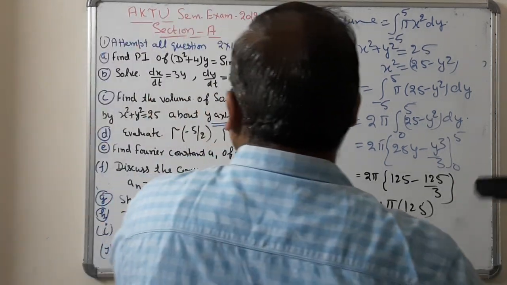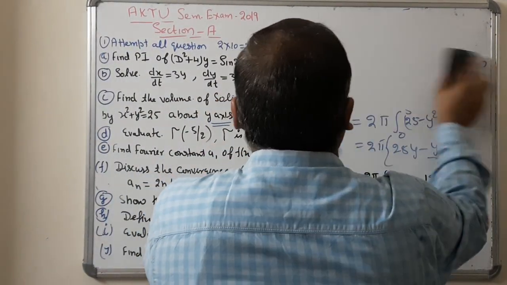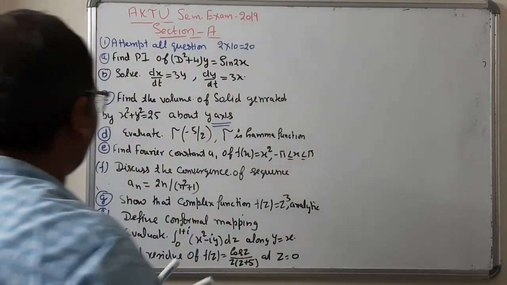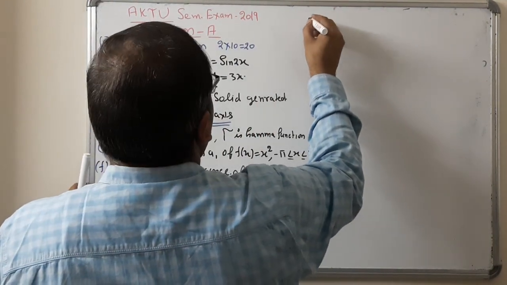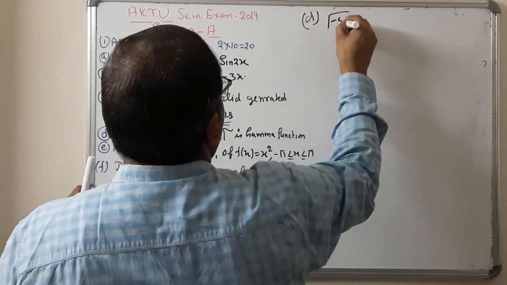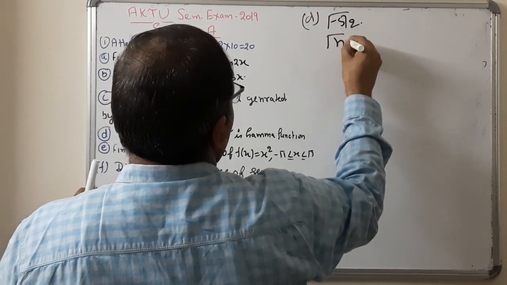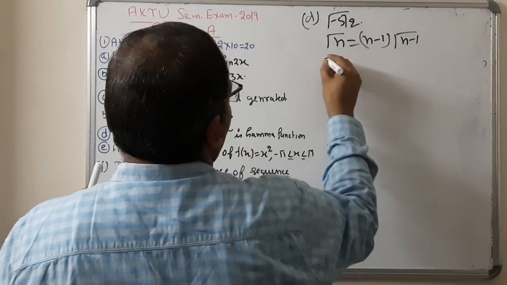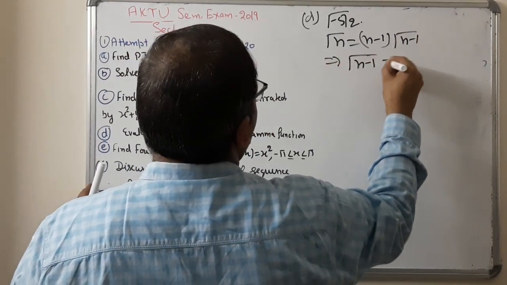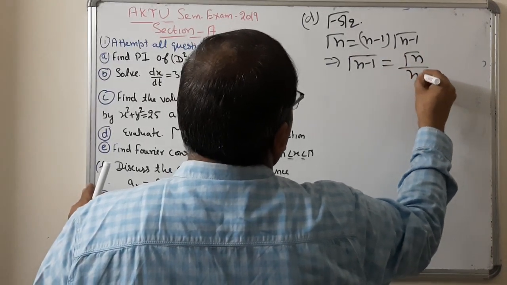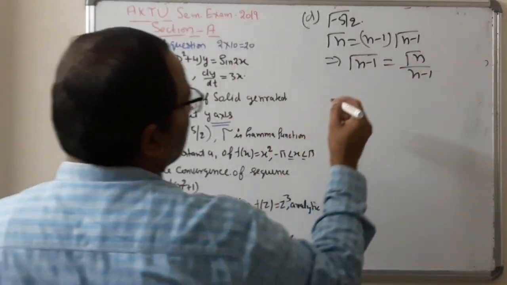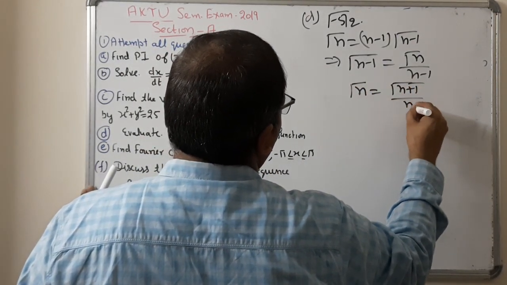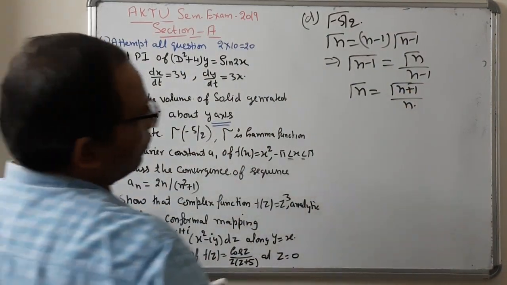Now comes the next part, that is, find the value of gamma of minus 5 by 2. So this is the D part. We know gamma of n is equal to (n minus 1) gamma of n minus 1. From here we can write gamma of n minus 1 is equal to gamma n upon n minus 1. Put n equal to n plus 1. We get gamma n equal to gamma of n plus 1 upon n.